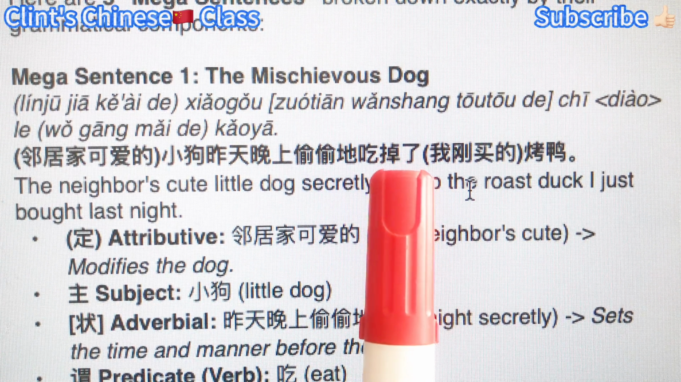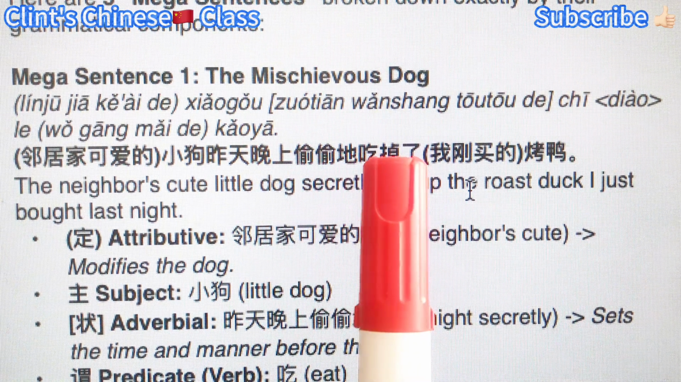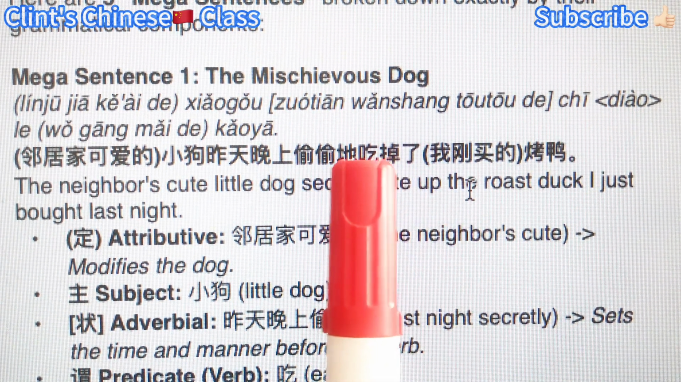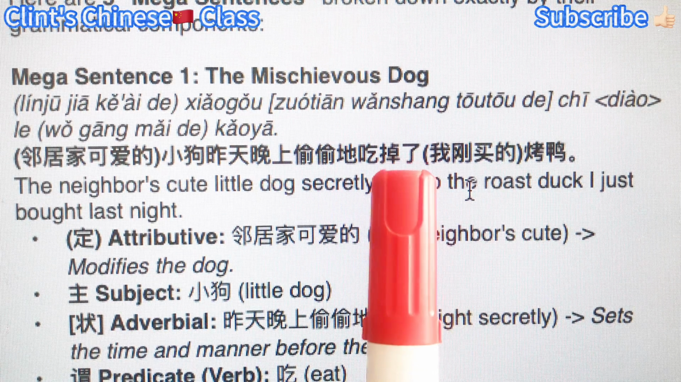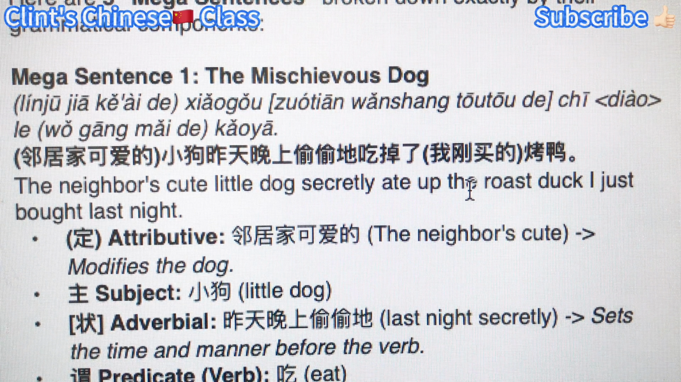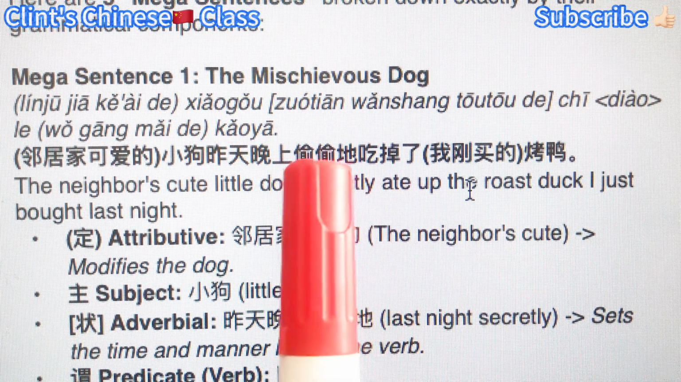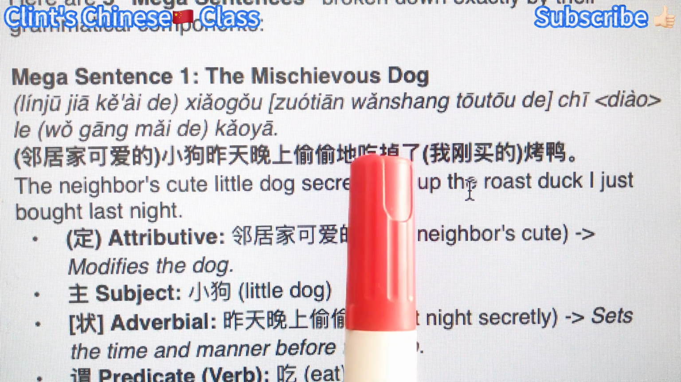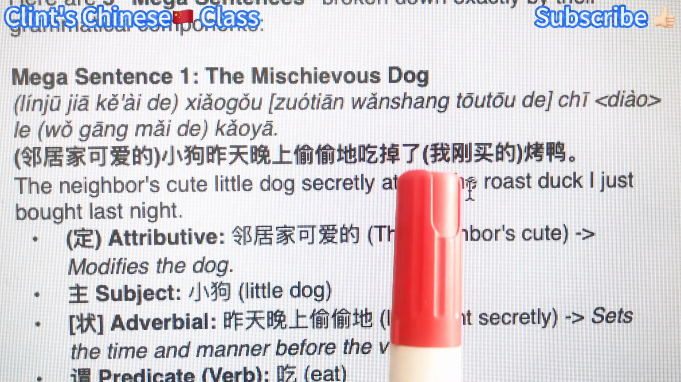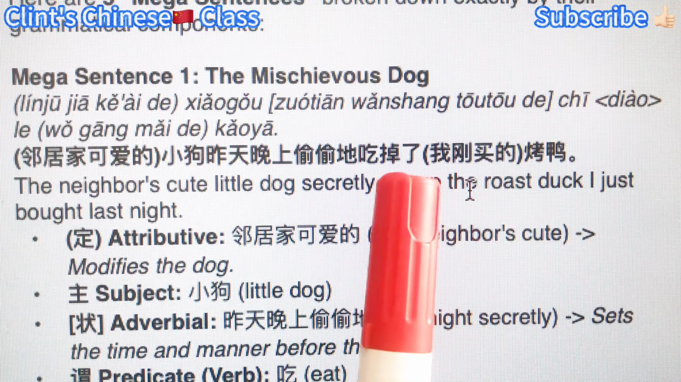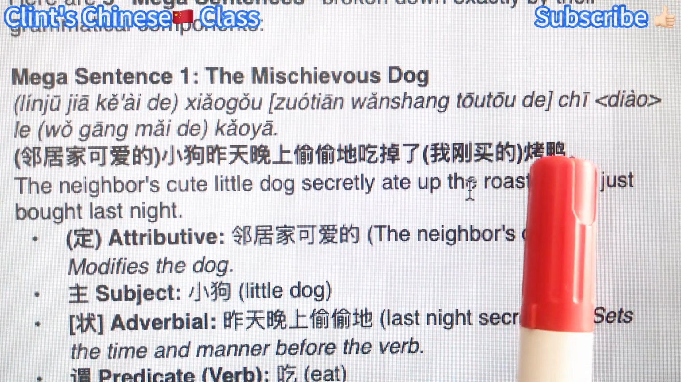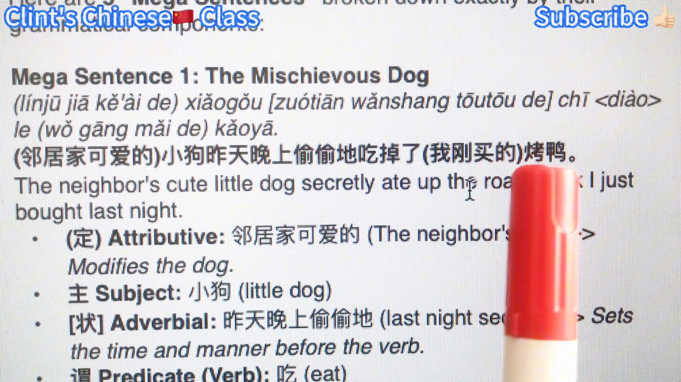But how, what is the result of the verb or the action? 掉了, 吃掉了. So this 掉 means result complement. Means ate up or finish eating. Right? 了 indicates past tense. Right? Okay, but ate what? The object. Roast duck. 烤鸭.